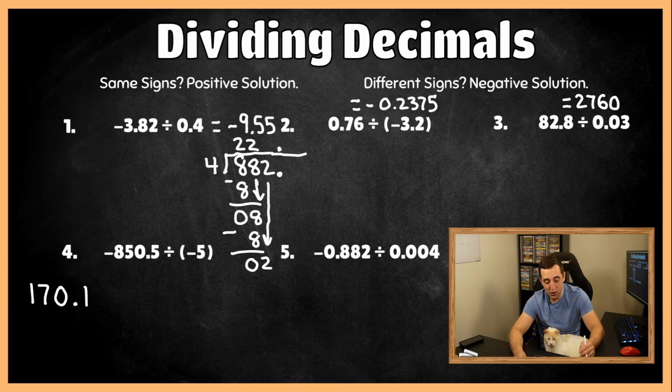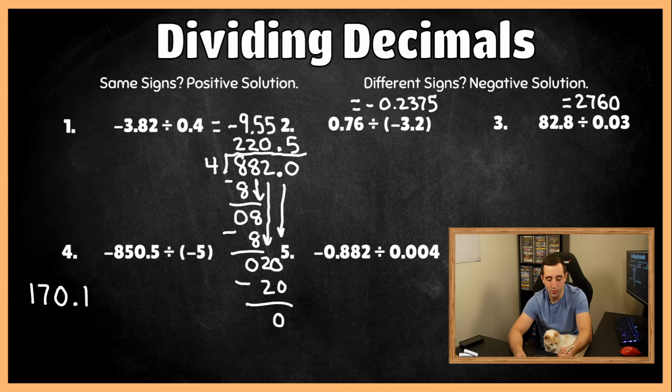So 4 doesn't fit into 2 at all, so we're going to add a 0 up top, but we still want to keep going, so we're going to add an additional 0 and bring that down. And then how many times does 4 go into 20? Well, it fits 5 times perfectly. 4 times 5 is 20, and we end up with a remainder of 0. So our final answer is going to be negative 220 and 5/10 for number 5.